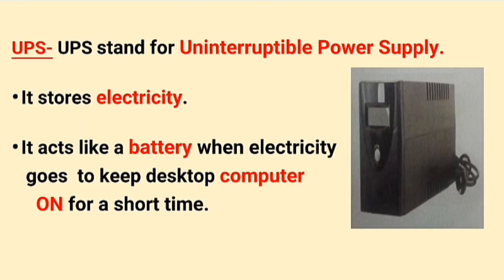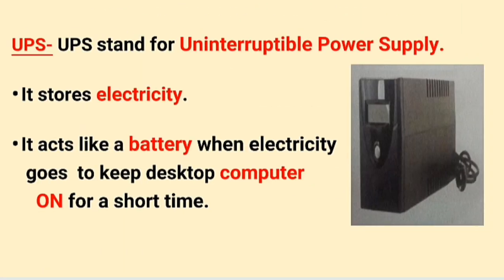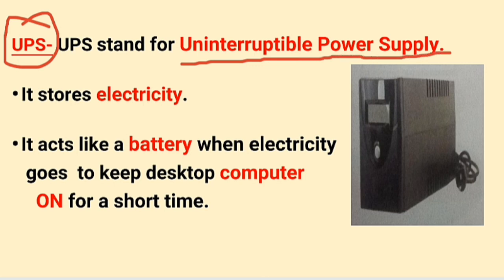Now, the next most important device is UPS. It stands for uninterruptible power supply. It stores the electricity and acts like a battery when electricity goes, to keep the desktop computer on for a short time. What does it mean? It means we are using the UPS as a battery backup for a desktop computer.